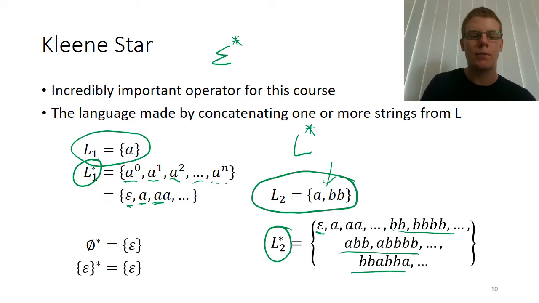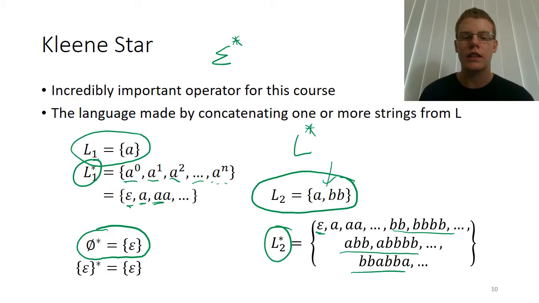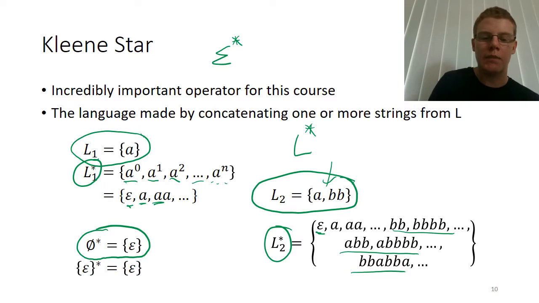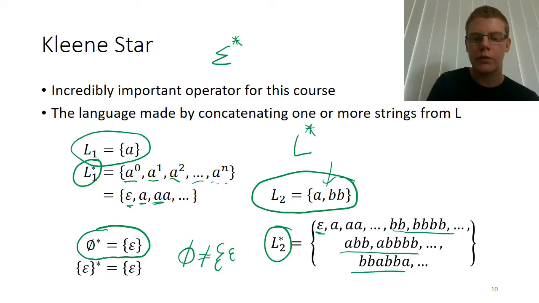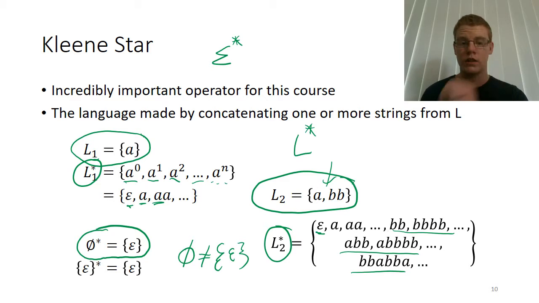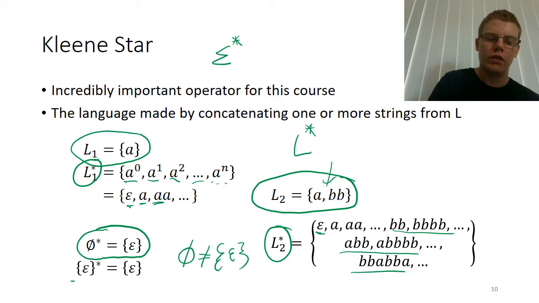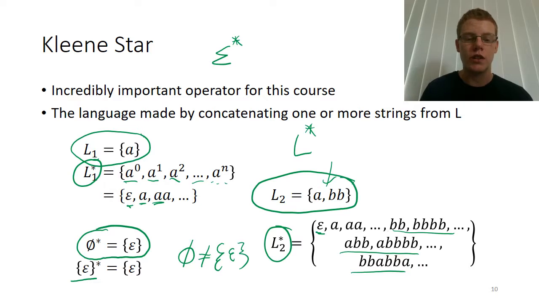Some important definitions. The Kleene star of the empty language is the language consisting of the empty string. Now it's important because the empty language is not the same as the language containing just the empty string. They are 2 different things. The one on the left has no elements. The one on the right has 1 element, which itself is the empty string. Also, the language consisting of just the empty string, when we apply the Kleene star to it, we get that same language back, which is just the language containing the empty string.